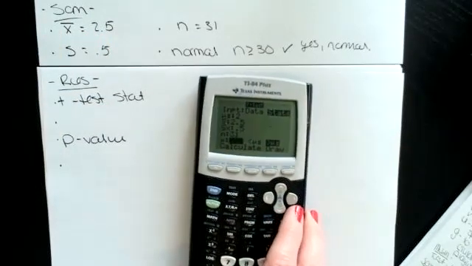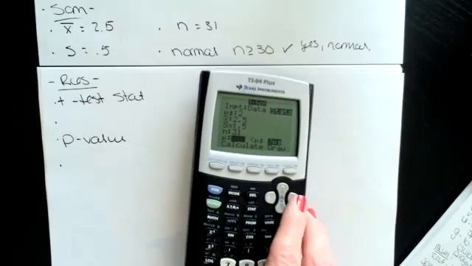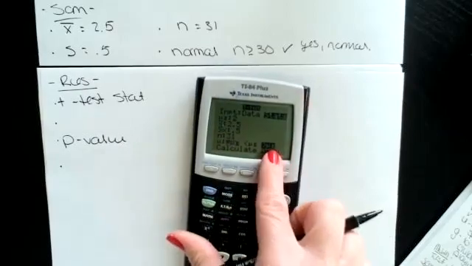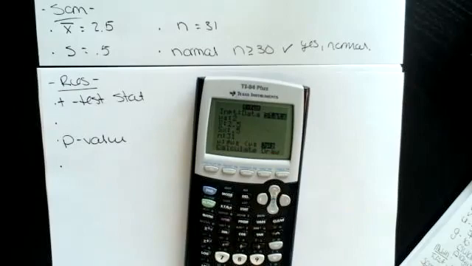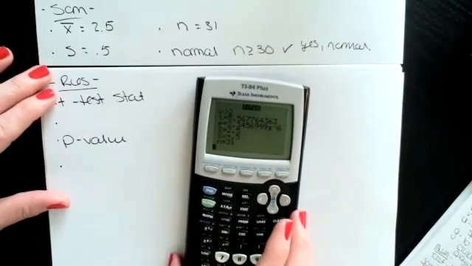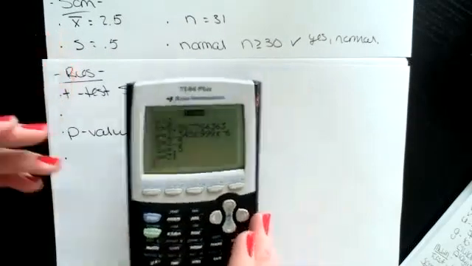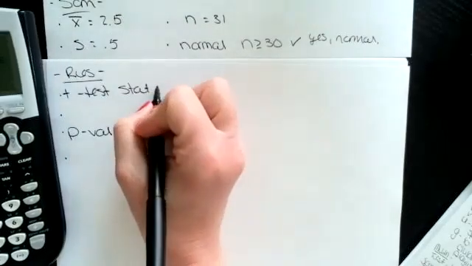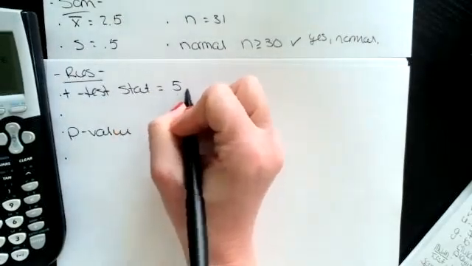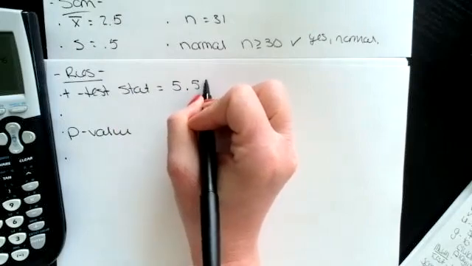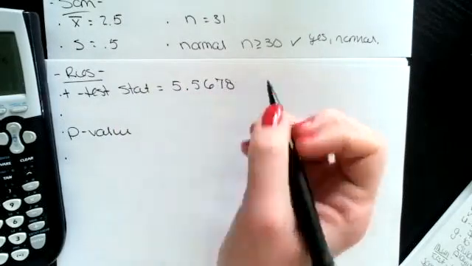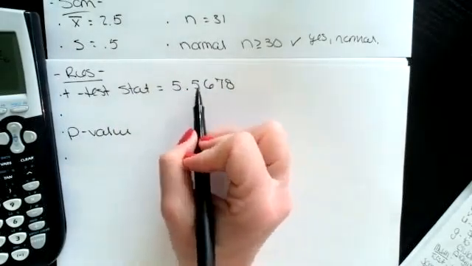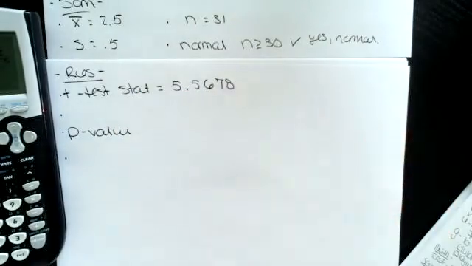Now remember this next line right here, I want it to match my HA. I want it to be greater than. It's already on greater than, so I'll just go down to calculate. Now here, for my test statistic, I'm getting my value to be 5.5678. Now, like always, I try to use more decimal places here and round more at the end.